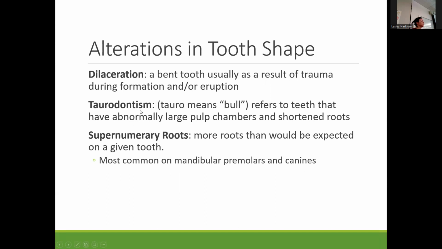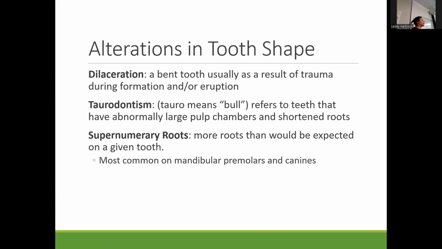Taurodontism is a very specific looking thing. And when we look at the picture, tauro means bull. They think the root looks like bull horns or something. I don't know where they get it from, but that's where the term comes from. And it's very broad at the base. So you don't have this nice conical apex anymore. We'll see a picture of that in a second. A very large pulp chamber.